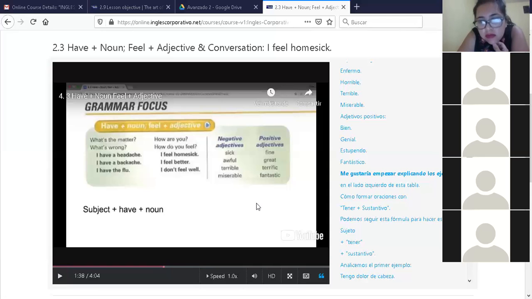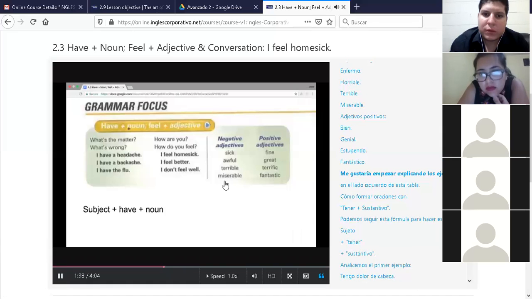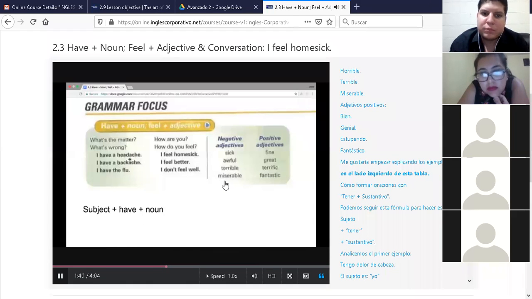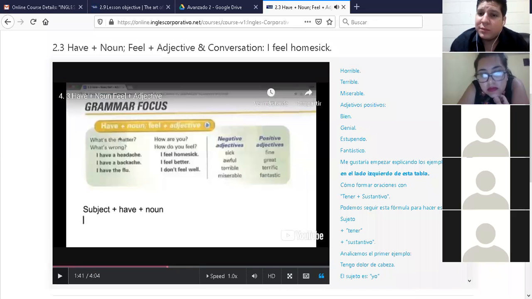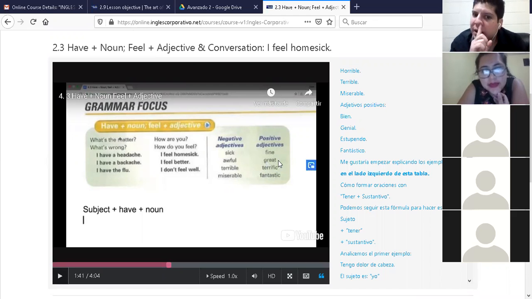Alrighty. So how do you say me siento? On the left hand side of this chart. Anybody? No se le escucha. Me siento bien. I feel good. I am fine. Ajá, fine. Me siento genial. Great. I am great. Ajá, I'm great or I feel great. Lo que ustedes quieran, en dos semanas. Me siento terrific. It's like fantastic. Un sinónimo de fantástico. So I feel terrific, I feel fantastic.